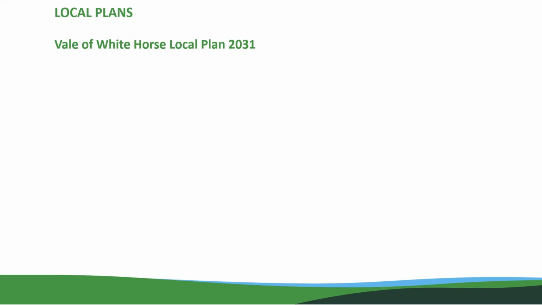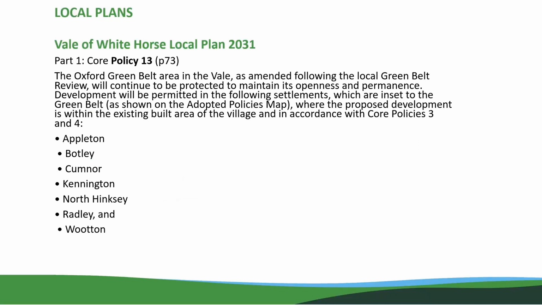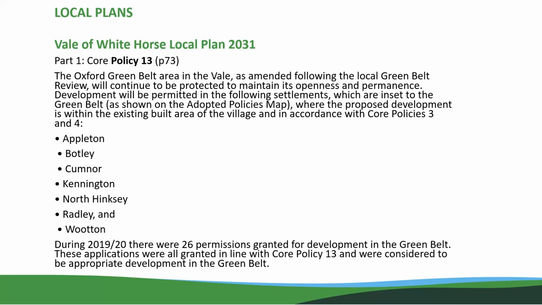The Vale of Whitehorse plan to 2031 has 2 parts to it. In part 1 of the plan, the Greenbelt is referred to in policy 13. It states that the Greenbelt will continue to be protected to maintain its openness and permanence, but development will be permitted in named settlements, and it goes on to name these. During 2019-20, there were 26 permissions granted for development in the Greenbelt. These were all granted in line with this core policy 13 and considered to be appropriate development in the Greenbelt.